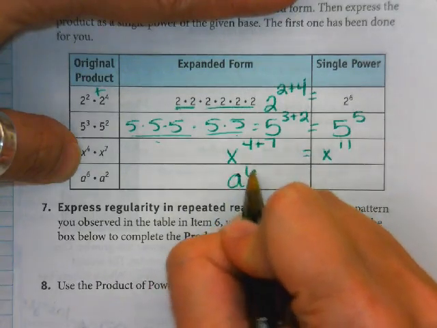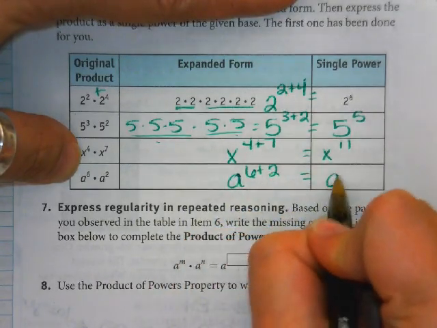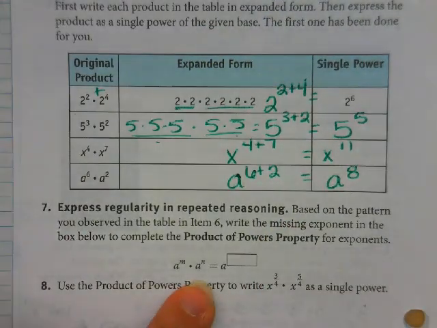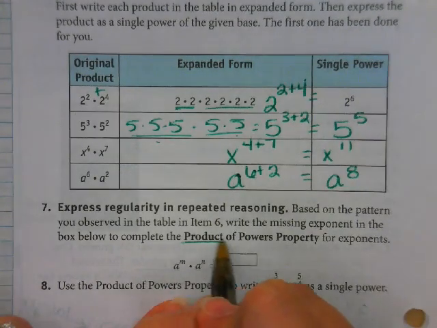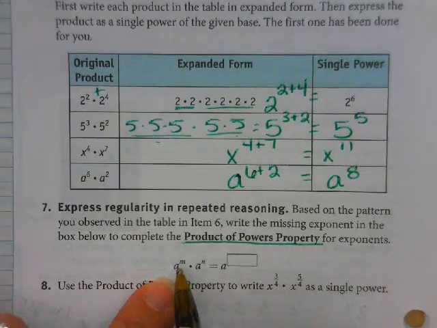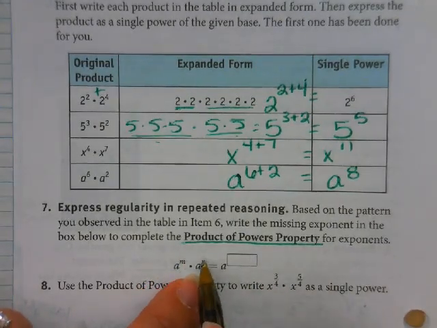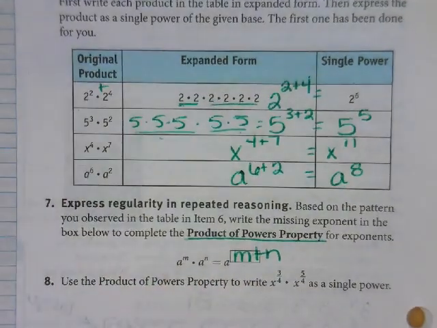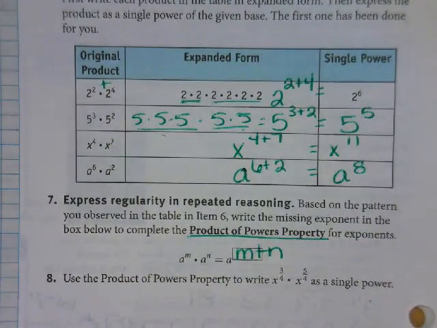And a to the 6 plus 2. 6 plus 2 is 8. So the rule is what we're going to write here. Based on the pattern, write the missing exponent in the box. This is called the product of powers property. If we have a to the m and a to the n, we can take a to the m plus n, and that will be our rule.